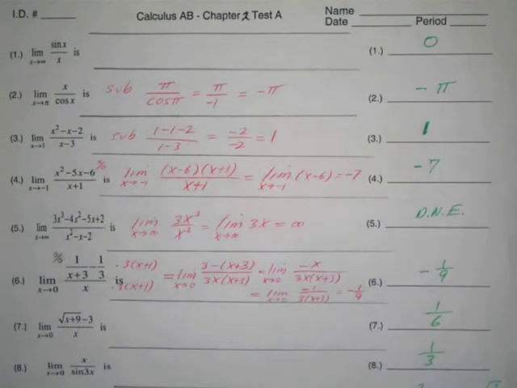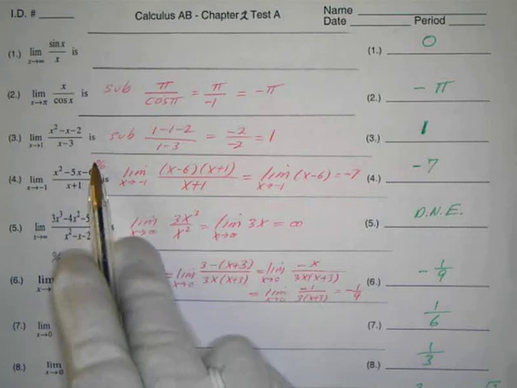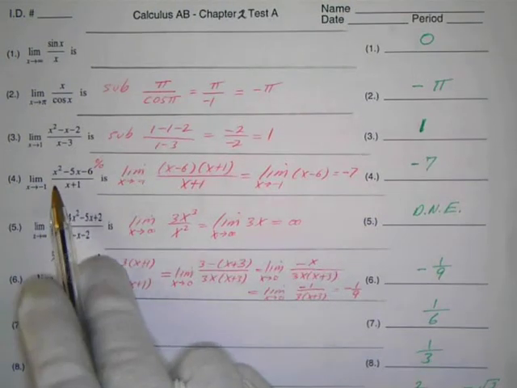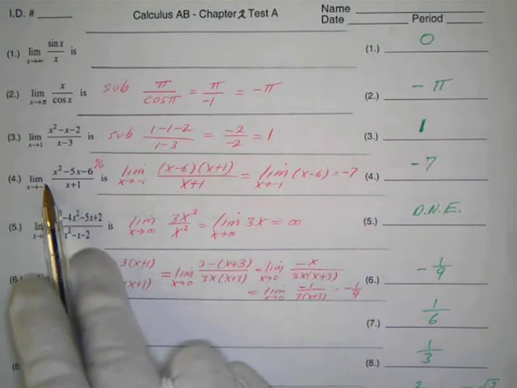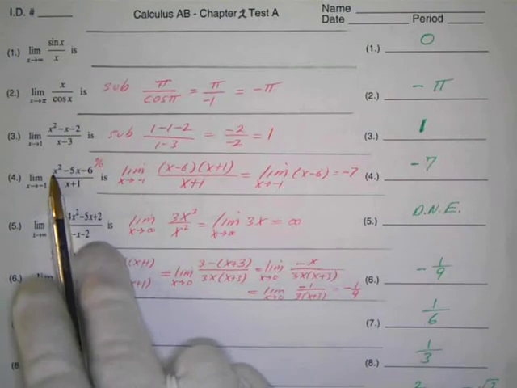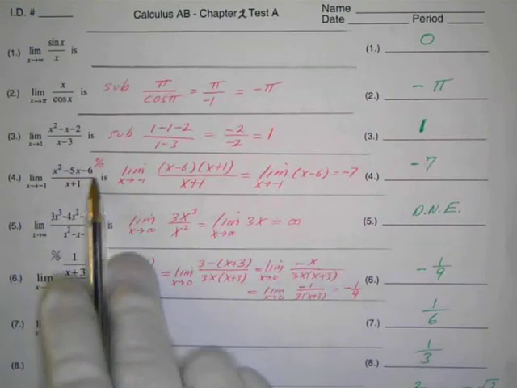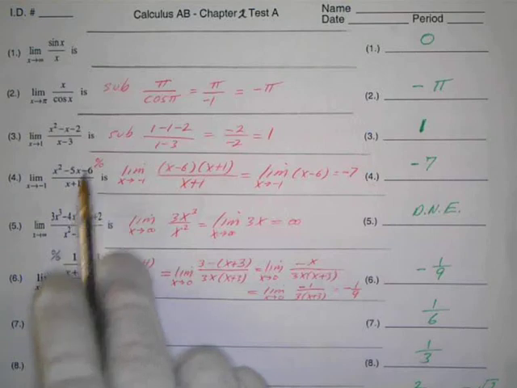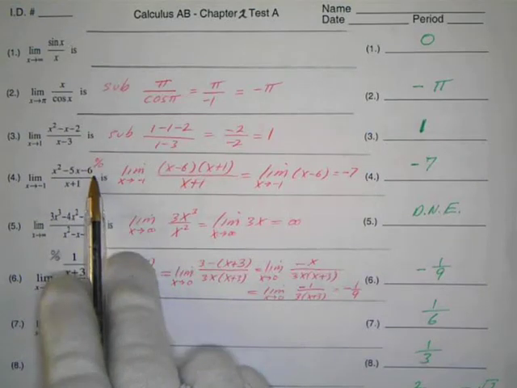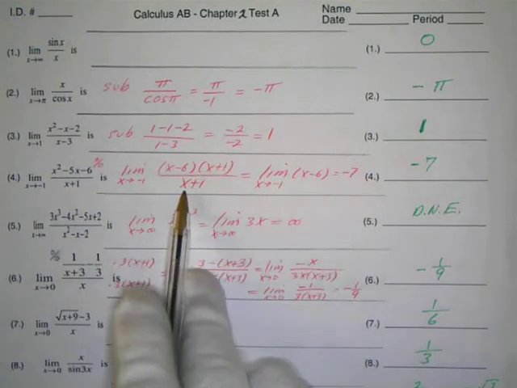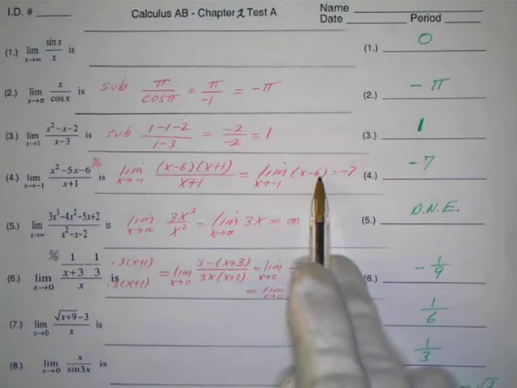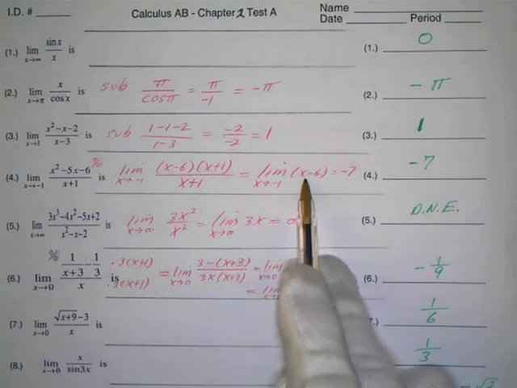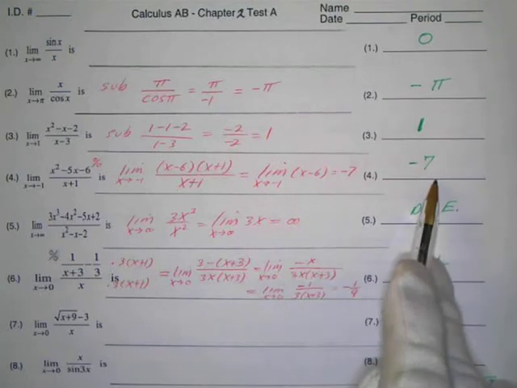So that was easy. On number 4, we had 0 over 0 if I substitute. If I put -1 in here, I get 1, and 5 is 6, minus 6 is 0, and if I put -1 here, I get 0. So we get 0 over 0, so we have to factor. The x plus 1's cancel, and then we resubstitute, and we get x minus 6. If I put -1 here, I get -1, and -6 is -7, so that worked out nicely.